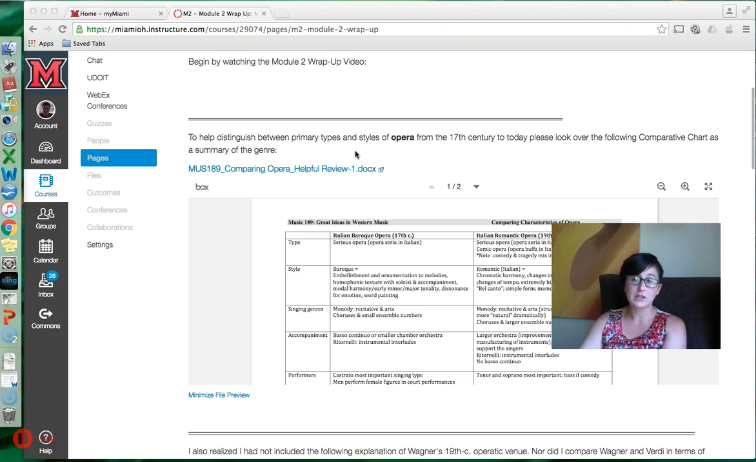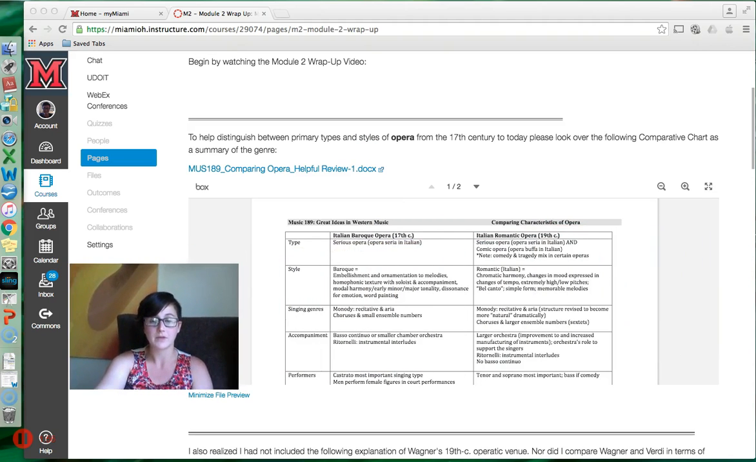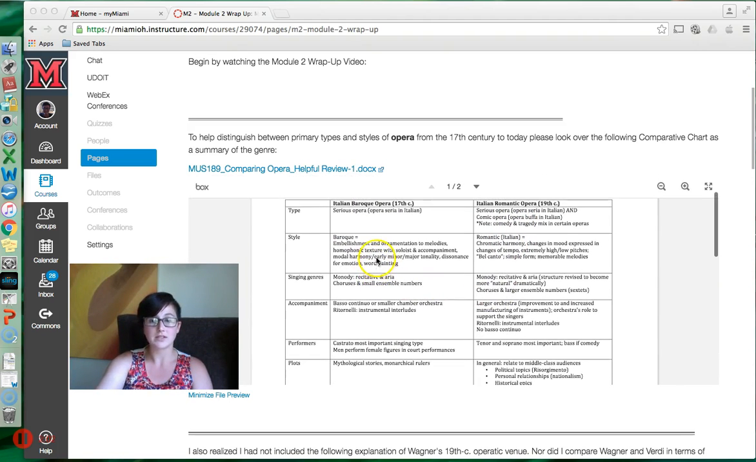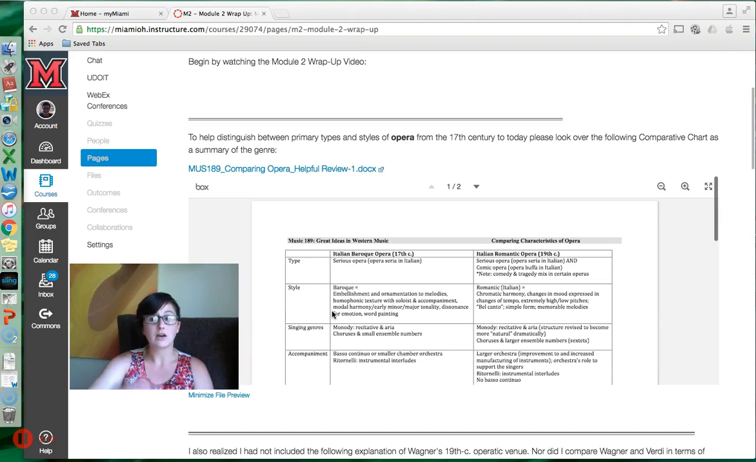So I thought it would be really interesting to compare multiple characteristics of opera. I'm going to move myself over here. So this is a document that I uploaded. It's just a table that outlines characteristics of opera, including type, style, singing genres, accompaniment, performers, plots, venues, for each of the primary types and styles of operas you explored.